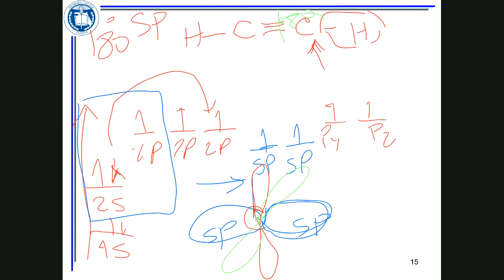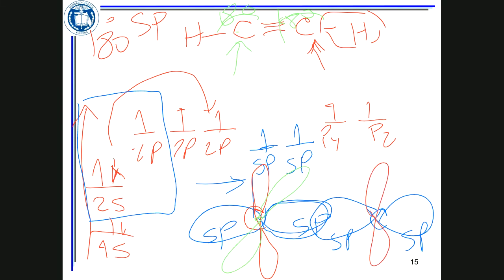So what happens to the other carbon atom? What is the hybridization for this carbon atom? Can you tell me what's the hybridization for the other carbon atom? Also sp, because it's linear and it has only two electron domains. So the other carbon has the same hybridization, sp, and then you have a py that is perpendicular, and you have a pz that is perpendicular.